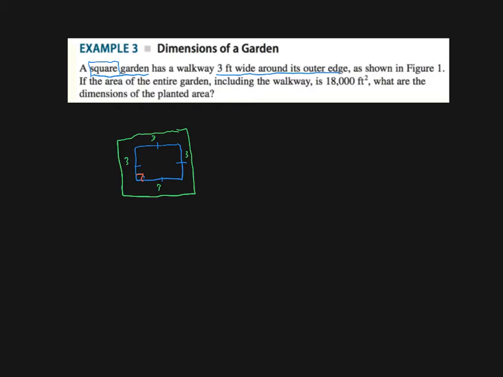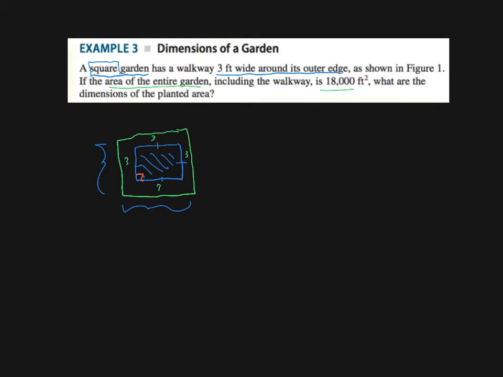And it says that the area of the entire garden is 18,000 square feet. What are the dimensions of the planted area? So what they're asking for is really the dimensions of the square. So first we have to think in terms of our geometric shape. So we have an entire length and an entire width or height, however you want to look at it.